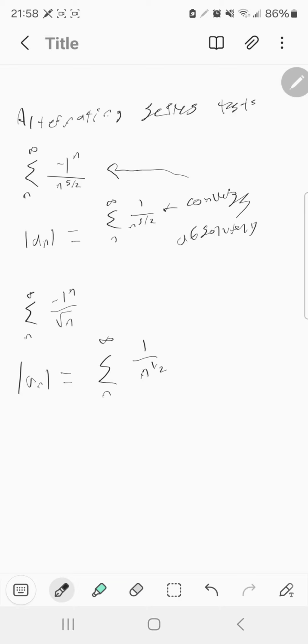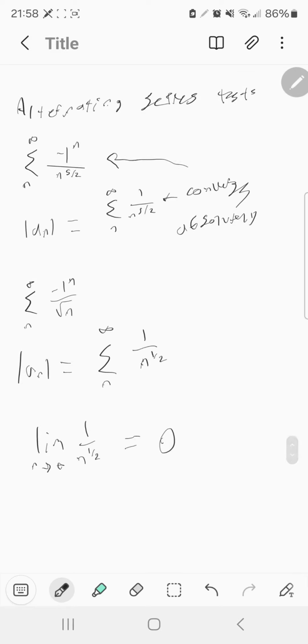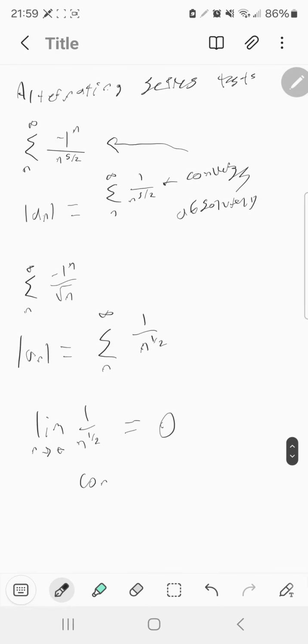So, from here, we check the limit as n approaches infinity of 1 over n^(1/2). If this approaches 0, then the series converges conditionally. Since the denominator is increasing, this term goes to 0. So this series converges conditionally.